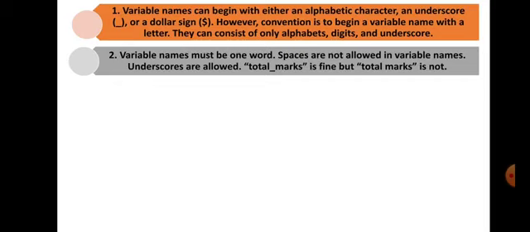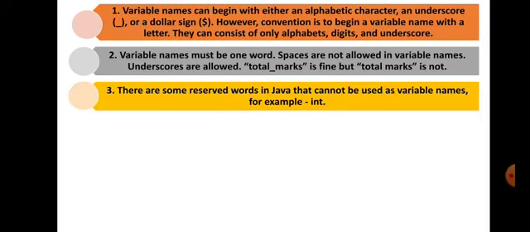For example, first name and last name, if you want to make it a variable name and you give a space, it will not be taken into account. Below it is very clearly given, underscores are allowed. Total underscore marks is allowed, but total space marks cannot be called a variable. So space is not allowed.